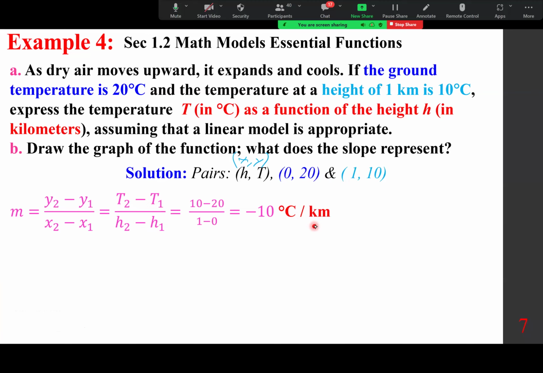Y equals mx plus b, because we have the y-intercept, we use this one. And instead of y-intercept, we're going to call this one the t-intercept. So instead of y, we are going to say t equals negative 10h plus 20. Okay.